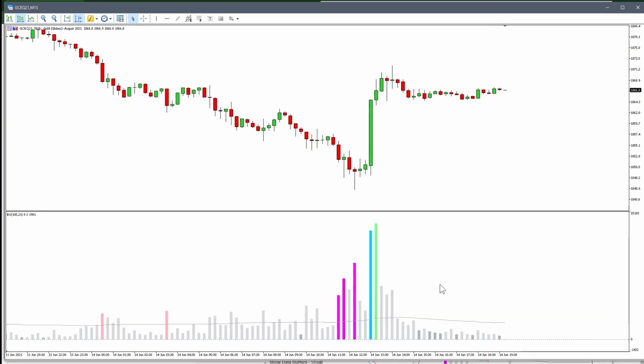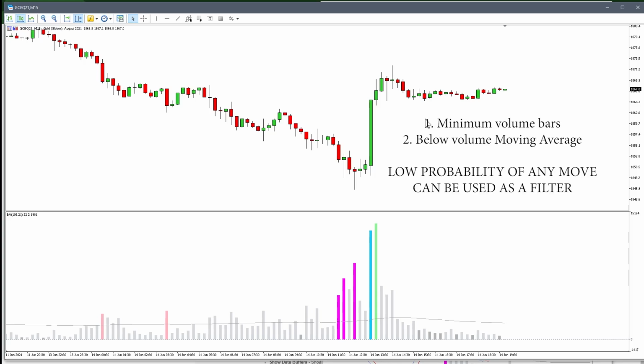On the other side of the spectrum, if you get the dark gray minimum volume bars and if the volumes fall below this moving average line, planning a trade at that time is not going to be the best choice, because this usually means that there's a total lack of interest and lack of activity. It's then best to end your day and go do something else.